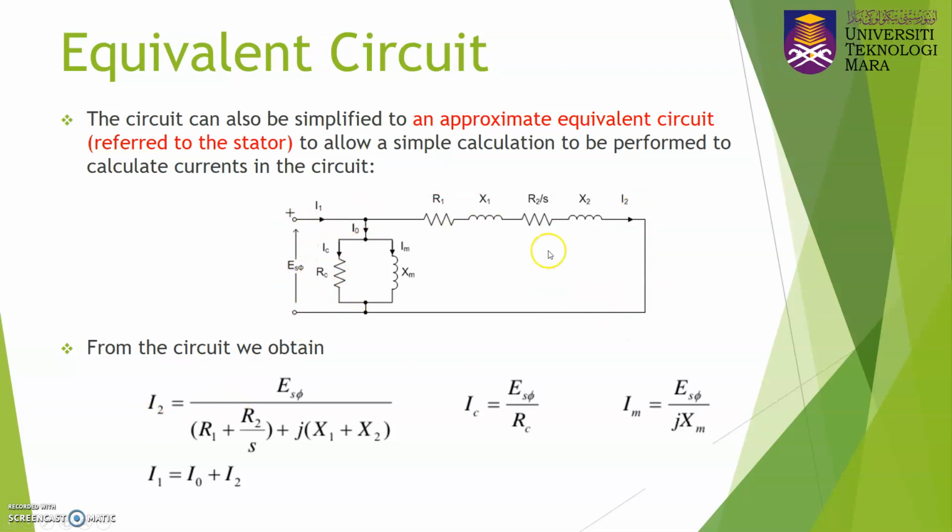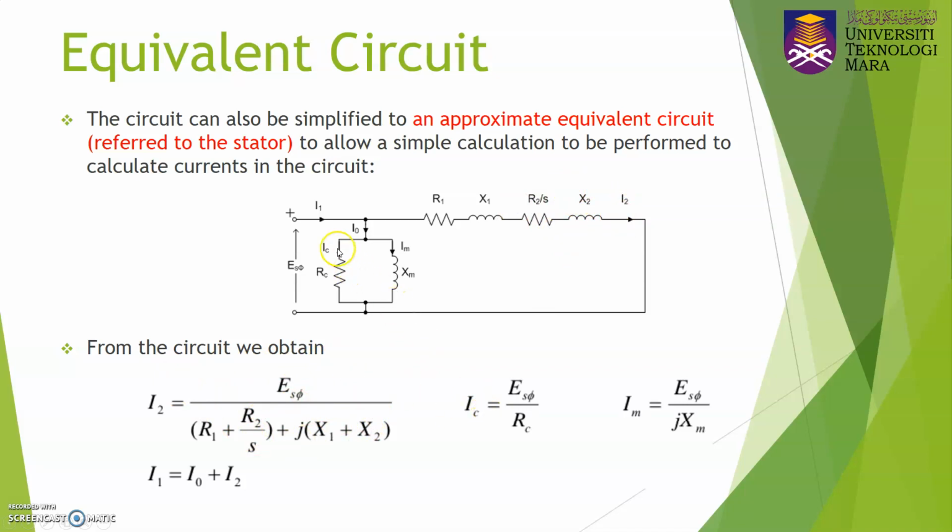So I2 will be equal to the voltage supply, the per phase terminal voltage E1 phase, divided by R1 plus R2 over S plus jX1 plus jX2. So this is the value of I2.